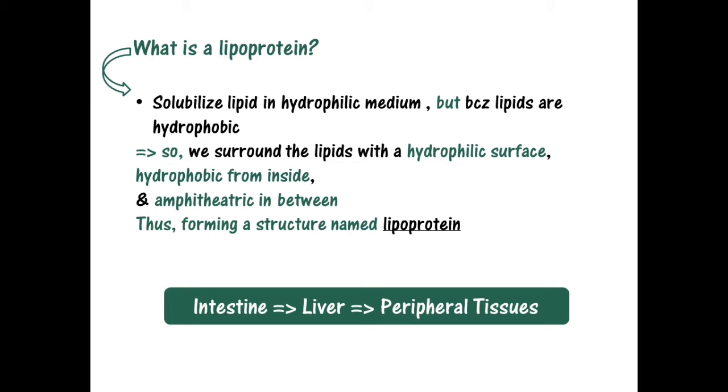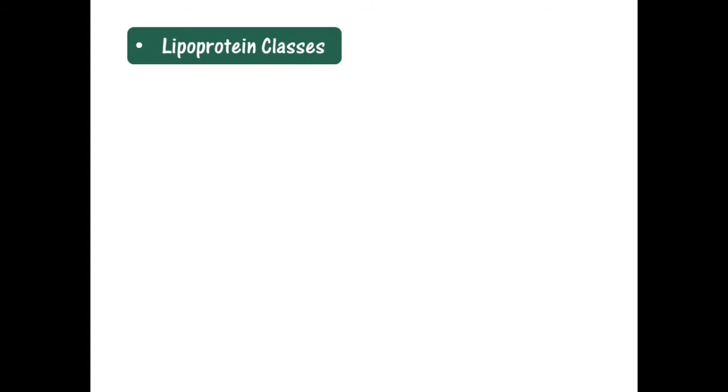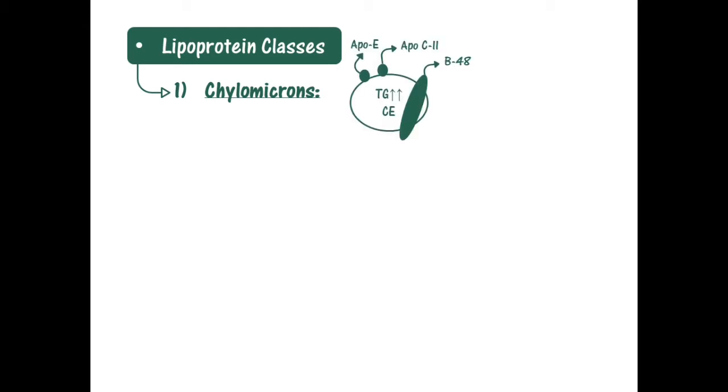Great. Let's start with the first type of lipoproteins, which is the chylomicrons. Chylomicrons are the largest in size among classes of lipoprotein. This chylomicron contains on its surface ApoE protein and ApoC2, also containing a protein named B48. So this B48 is present only in chylomicrons among all the classes of lipoprotein. The chylomicron contains a high concentration of triglyceride, literally high concentrations, and a small amount of cholesterol ester, which is an esterified cholesterol, not a free one.